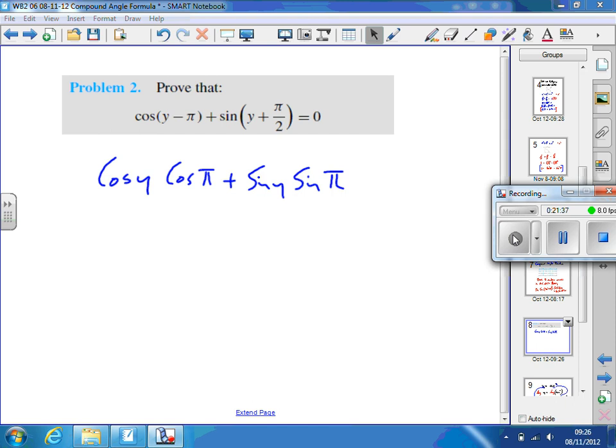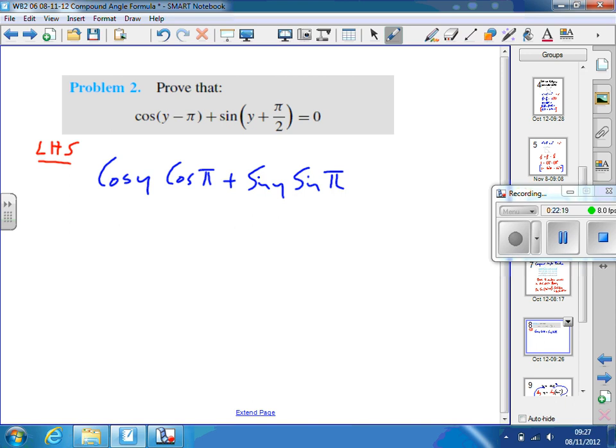Now when proving identities like this, what we tend to do is we don't carry on and write the second one and put equals 0. It's not an equation in that sense. What we're doing is we're trying to prove, and this is what you'll be asked to do, that the left-hand side of this equals 0. So all you do is you write down the left-hand side and play around with it. So the left-hand side, cos y cos pi plus sin y sin pi. And then what we end up doing is proving that that equals 0, and then we say we've proved it. Okay?